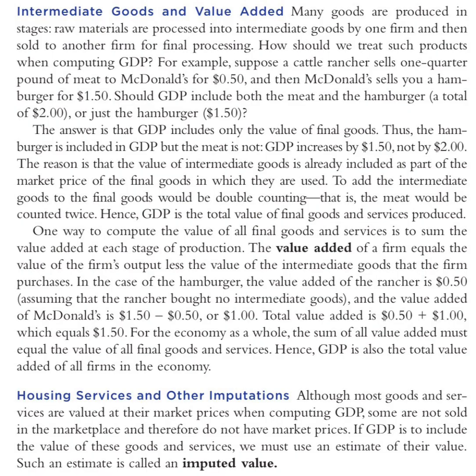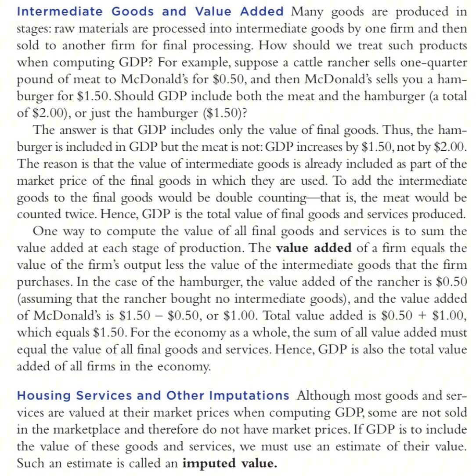Because the meat is included in the hamburger, we only record the value of the hamburger, since that is the value being added. The value of intermediate goods is already included as part of the market price of the final goods in which they are used. Adding the intermediate goods to the final goods would be double counting, that is, the meat would be counted twice. So we only count the burger's price of $1.5.